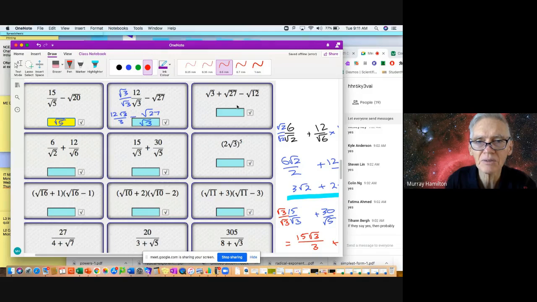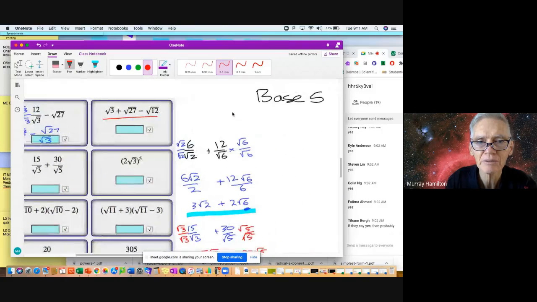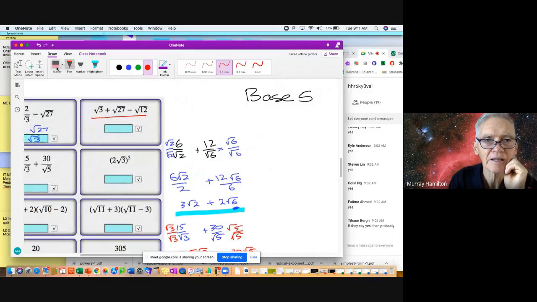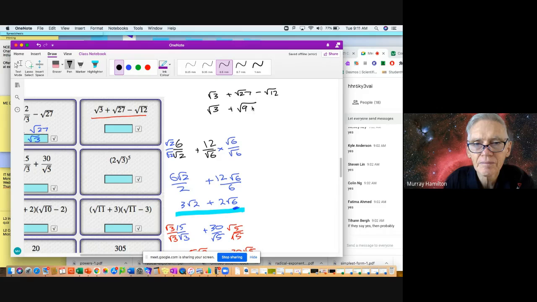Perhaps I'll have a look at this one. It looks a little bit different. This one here, the top. And we will take that example and do that one as well. So we've got root 3 plus root 27 minus root 12. I'm going to look for square numbers. There's no square numbers under the root 3, but under the root 27, I've got 9 times 3. And under the 12, I've got 4 times 3.